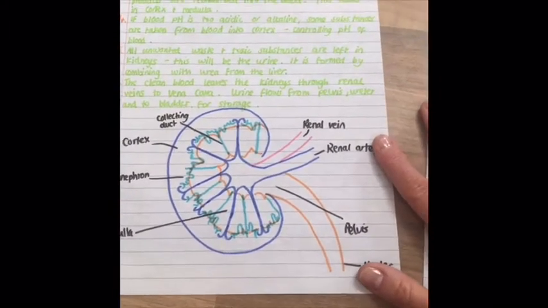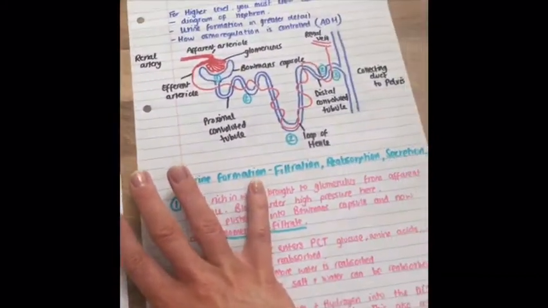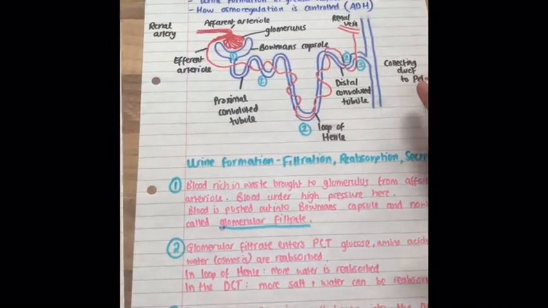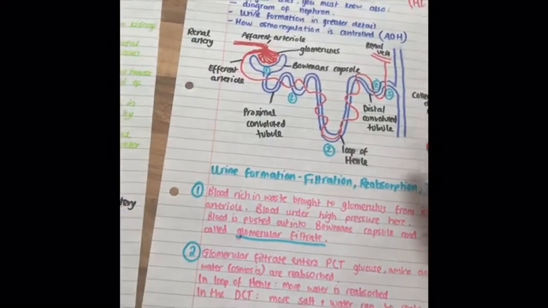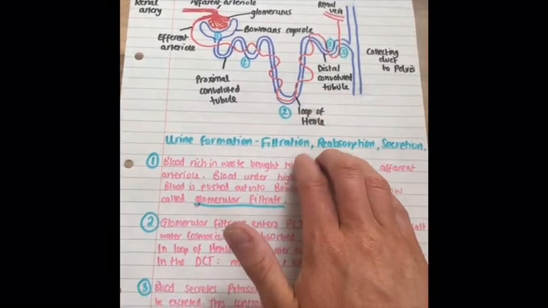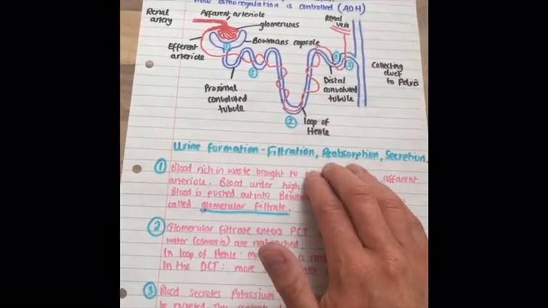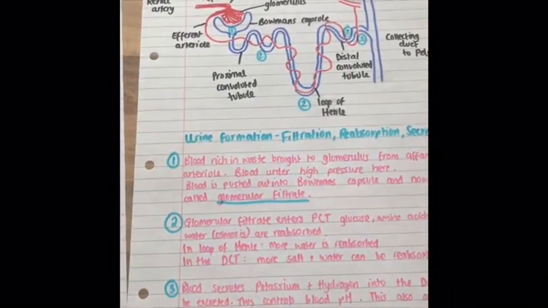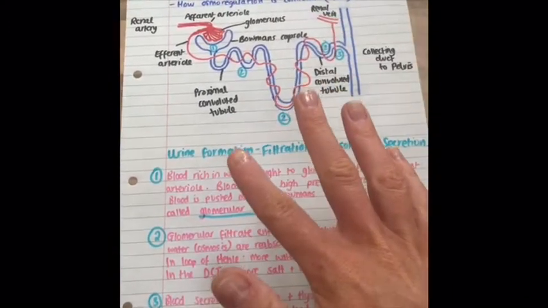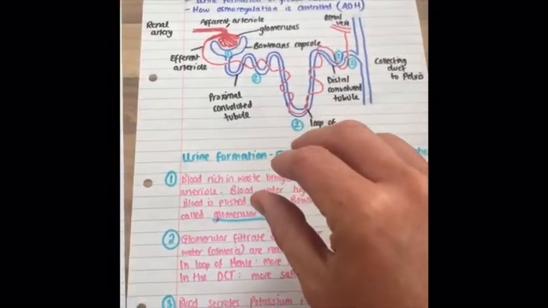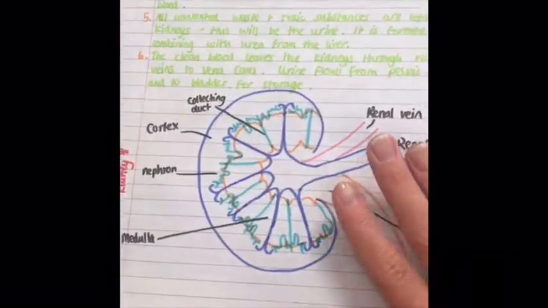For higher level, you now need to be able to draw the picture of the nephron in detail, and you also need to be able to talk about urine formation broken down into 3 different sectors: filtration, reabsorption and secretion. When we talk about the nephron, is it hard to place? Is it hard to know where that's actually found in the kidneys? Let's look back at the picture for a second. So, picture of the kidneys.